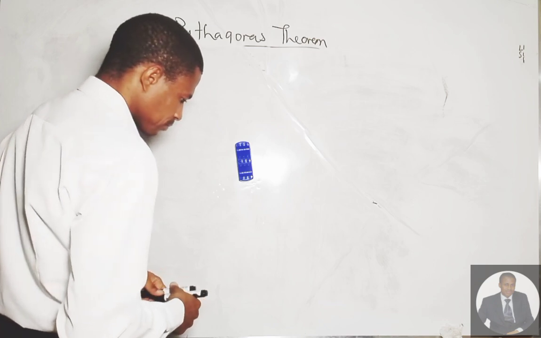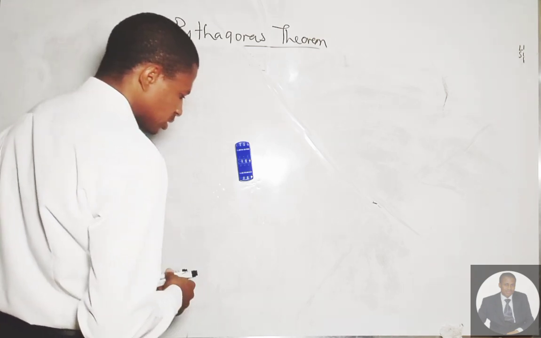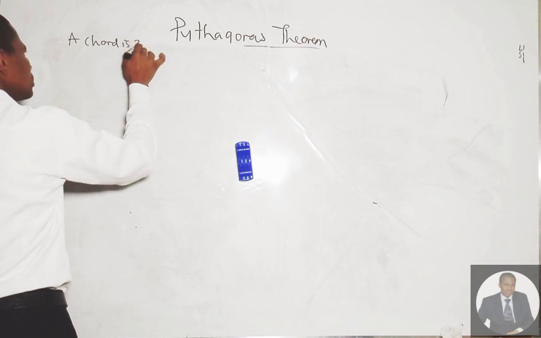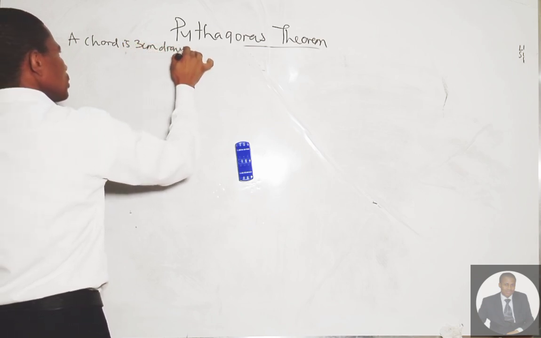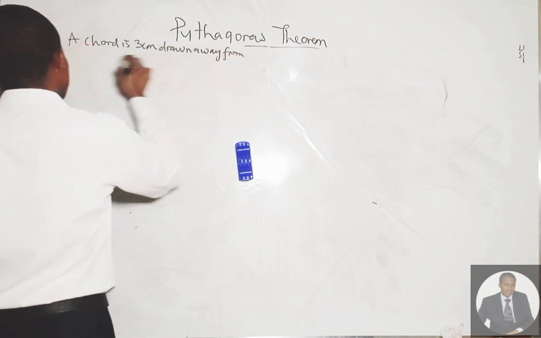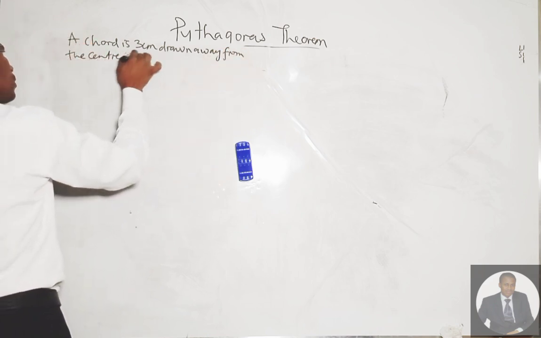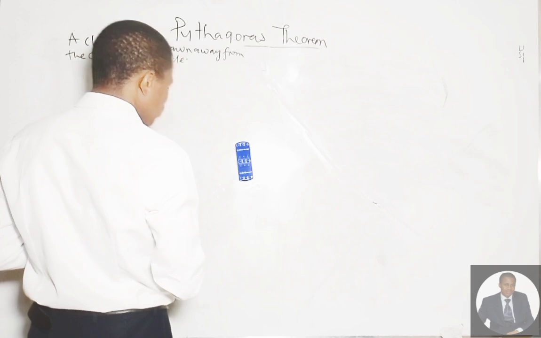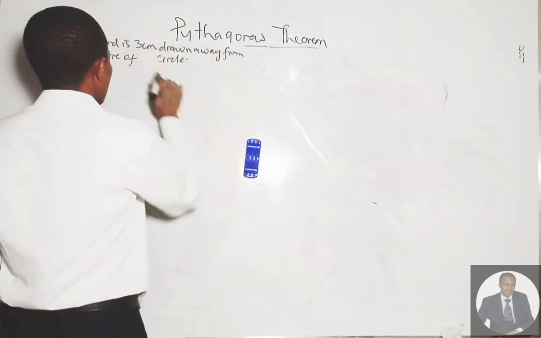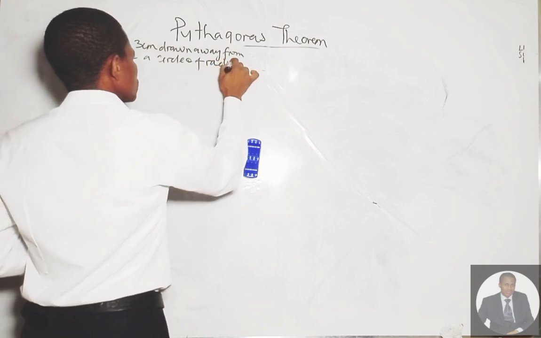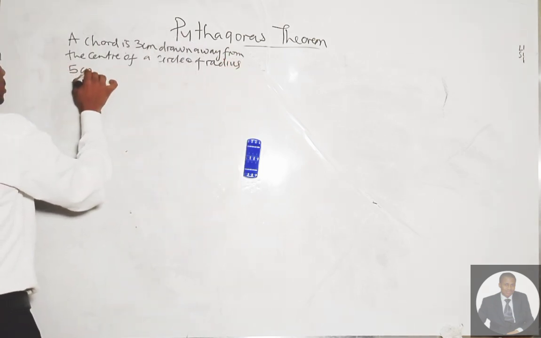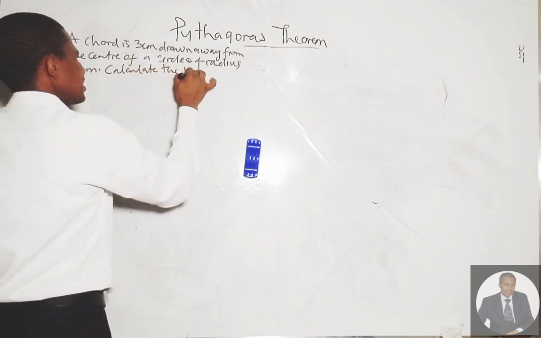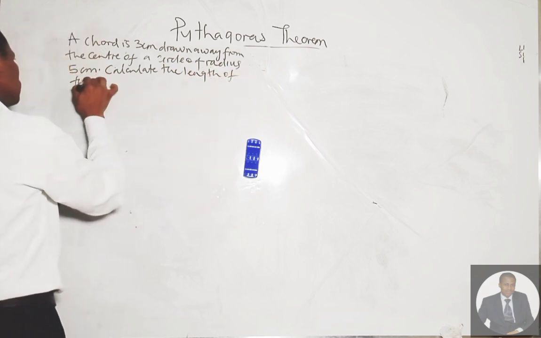Another question that is here. A chord is 3 centimeters drawn away from the center of a circle of radius 5 centimeters. Calculate the length of the chord.